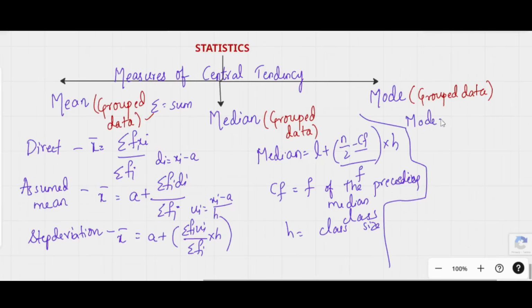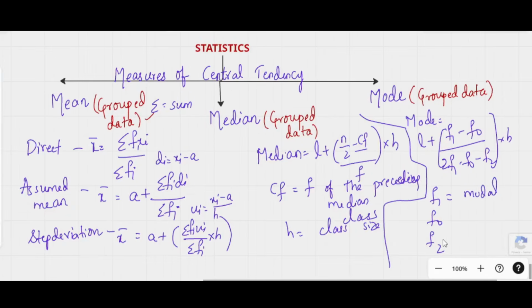mode is equal to L plus f1 minus f0 divided by 2f1 minus f0 minus f2, multiplied by h. What are these f1, f0 and f2? First of all, you have to circle the f1. That is the frequency of the modal class. Next, f0 is the preceding frequency, the frequency before the modal class. And f2 is the succeeding frequency of the modal class. These are the formulas for the mean, median and mode.